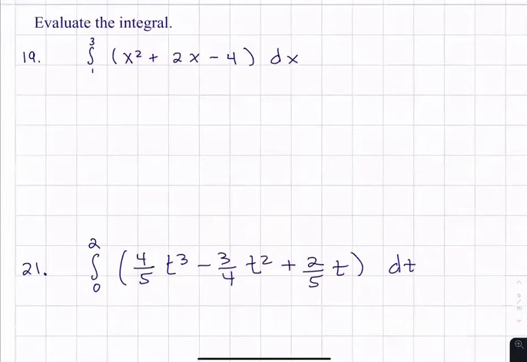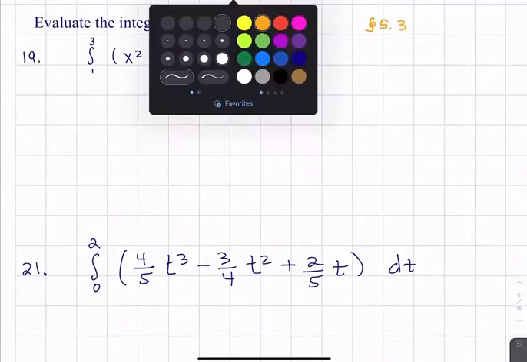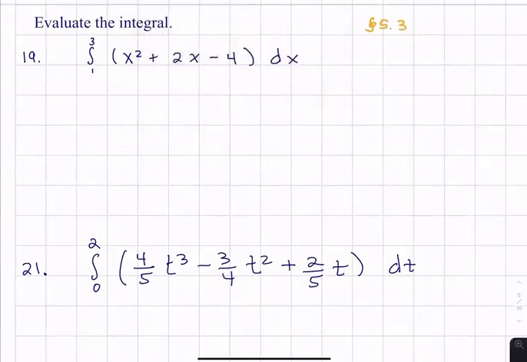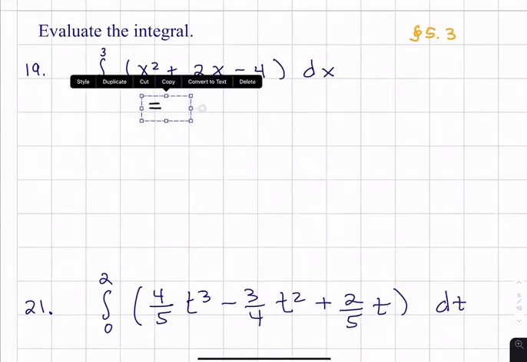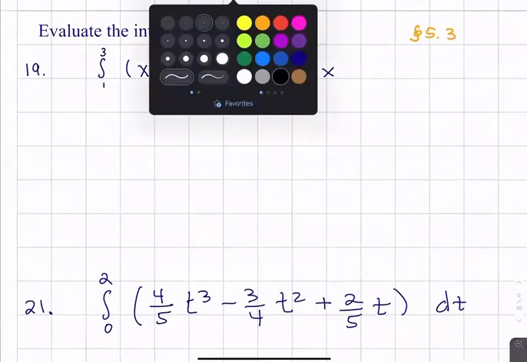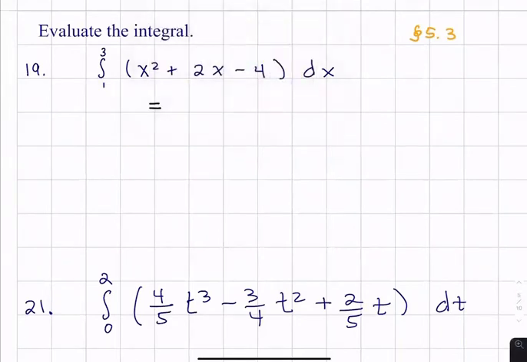Okay, we're going to evaluate this definite integral, and our method is that we're going to use the fundamental theorem of calculus, part 2. Here's our integral, which is a polynomial. So this is a very basic problem in terms of integration. Our first step for using the fundamental theorem of calculus is that we find the antiderivative. That's the first step, not the only step.